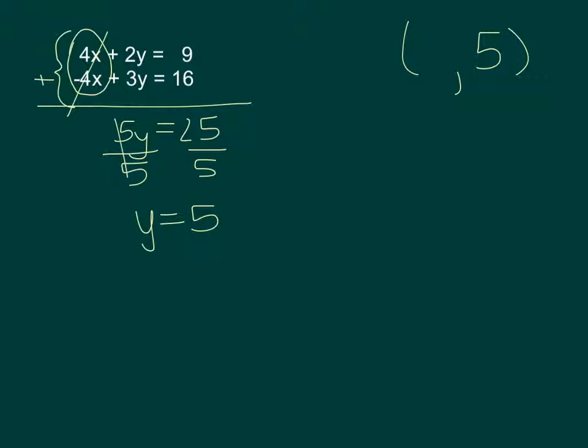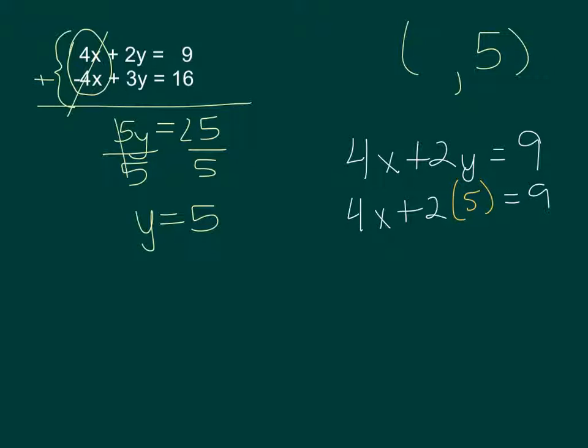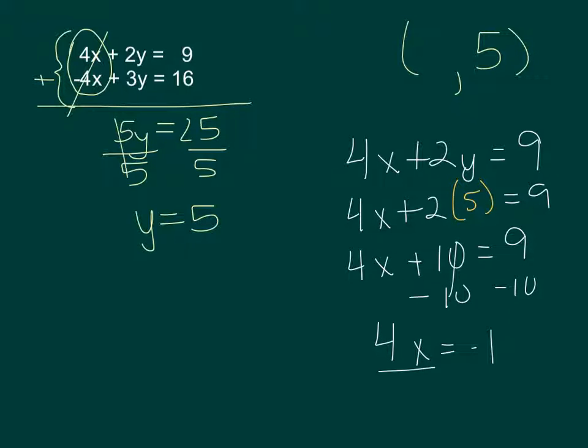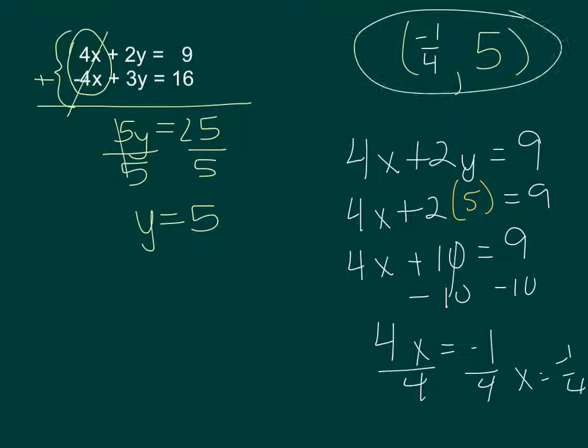The last thing we need to do is to take our value of 5 and plug it into one of the original equations. So I'm just going to start with the first one. And I'm going to take that y equaling 5, and I'm going to plug it in for y. And then I'm going to solve. Subtract 10, and 4x equals negative 1. Divide by 4, and x equals negative 1/4. So the x-coordinate is negative 1/4, and we've solved the system.